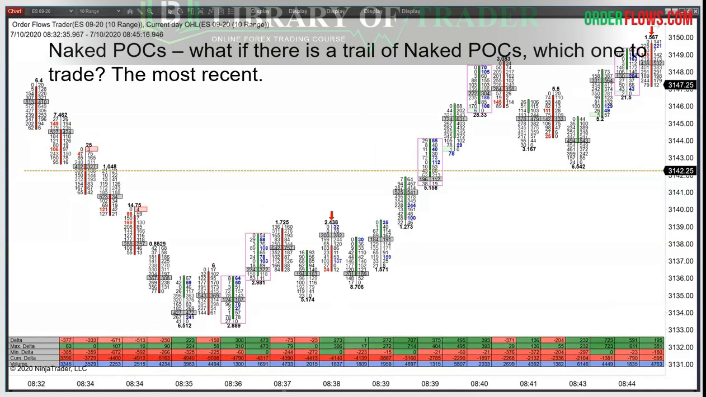Now, naked POC: what if there's a trail of naked POCs, which one to trade? I just sort of explained that: you trade the most recent ones. What do I mean by that? Here's a naked POC. You came back, you filled it, then you got naked. Which ones do you trade? You're going to trade these two, just as on the way down, you got naked. Which ones are you going to trade here? You're going to trade these two, right? And it came back here, made a little rotation down before pulling back into it.